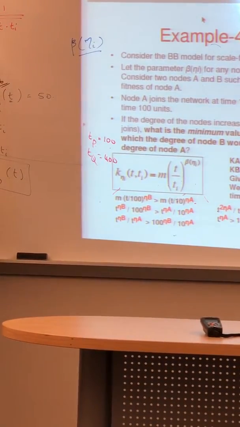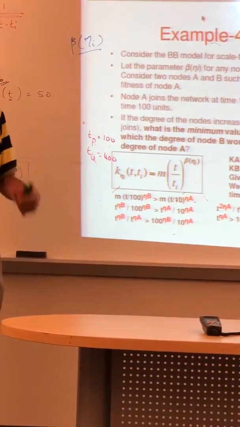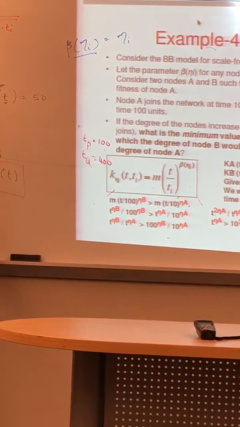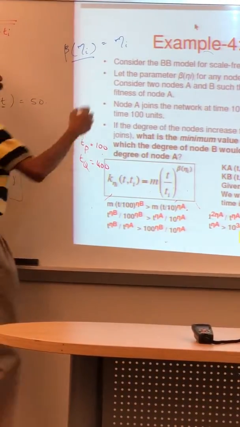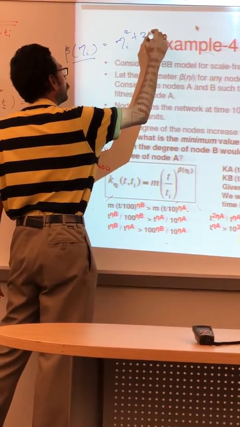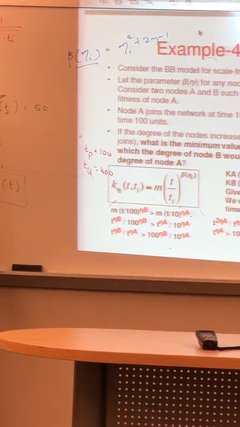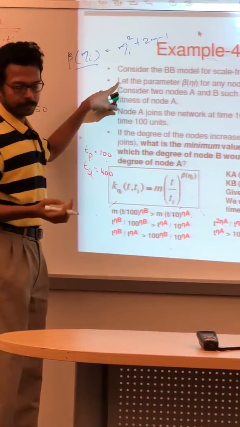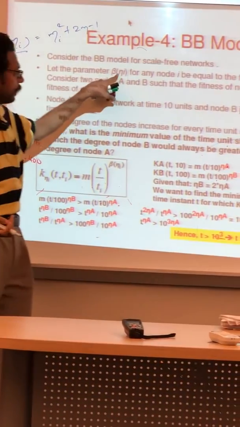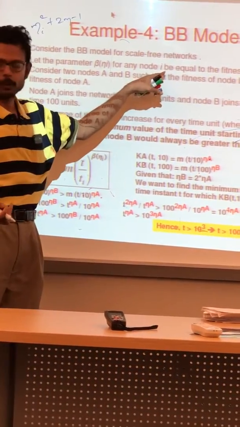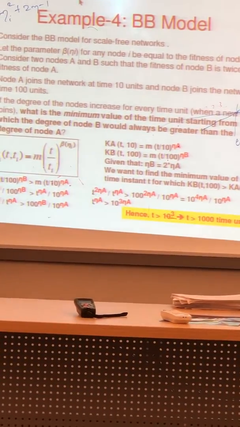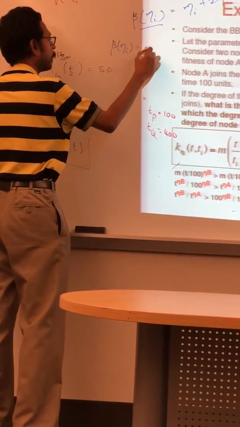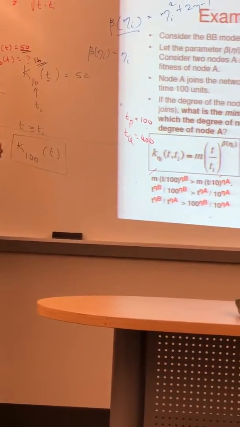If I did not give you anywhere in the problem statement what that actual function is, you could assume it is the same as eta I. If I want you to use a particular function, I will give it to you, like eta squared plus 2 eta minus 1 or something like that, some function of eta. Here I have explicitly said let the parameter beta of eta I for any node I be equal to the fitness of the node itself. Which means beta of eta I is simply eta I. So this is given.